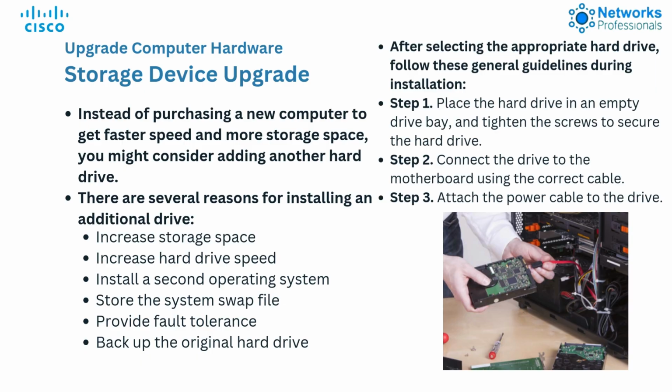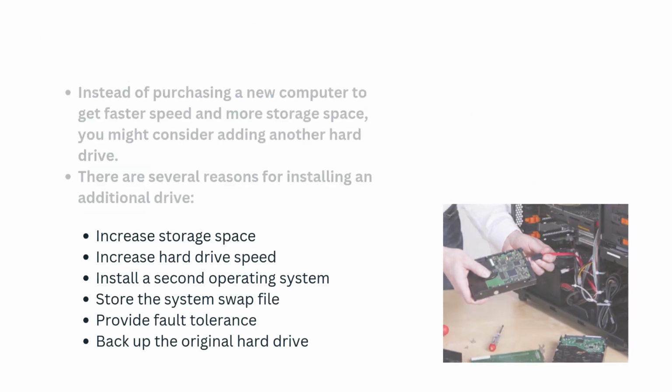After selecting the appropriate hard drive, follow these general guidelines during installation. Step 1. Place the hard drive in an empty drive bay, and tighten the screws to secure the hard drive. Step 2. Connect the drive to the motherboard using the correct cable. Step 3. Attach the power cable to the drive.